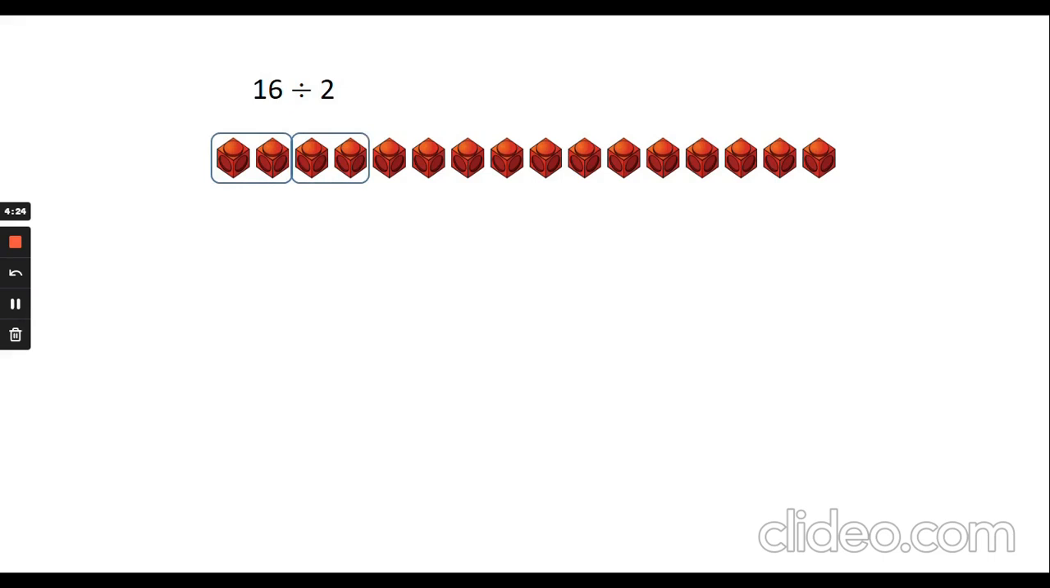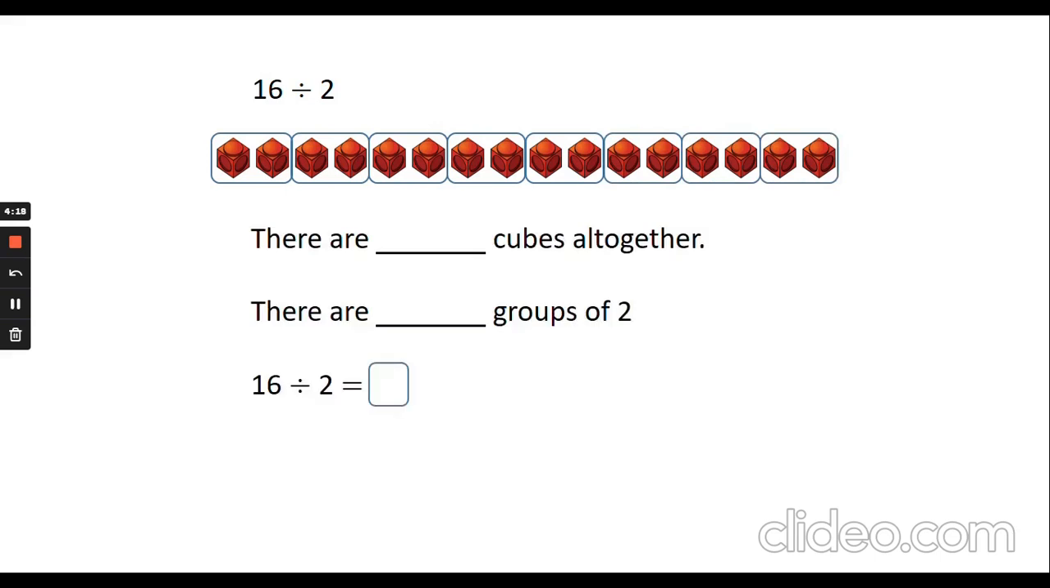So I'm going to keep on grouping my cubes so they are all in pairs of 2. Now we can complete these sentences. There are how many cubes altogether? Well, we know the total number we started with was 16. Our whole number is 16. So there are 16 cubes altogether.